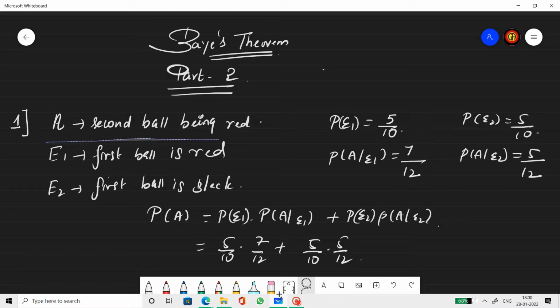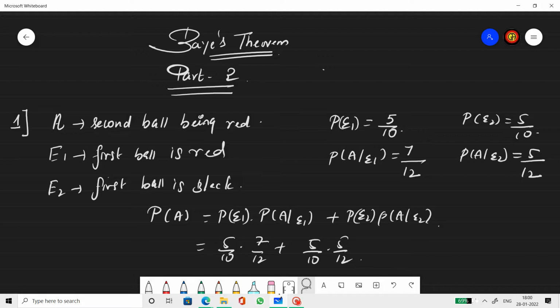Let A be the second ball being red. Let E1 be the first ball is red. Let E2 be the first ball is black. Throughout the exercise, I've assumed everything in terms of A, E1 and E2, so then you will be able to connect it to the theorem easily. Do not use different variables, it may confuse sometimes.